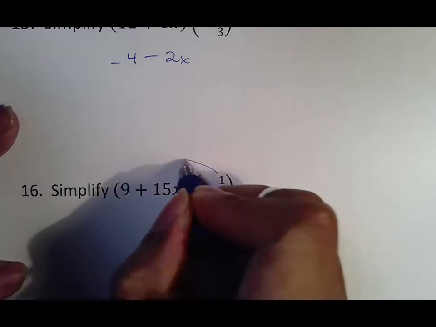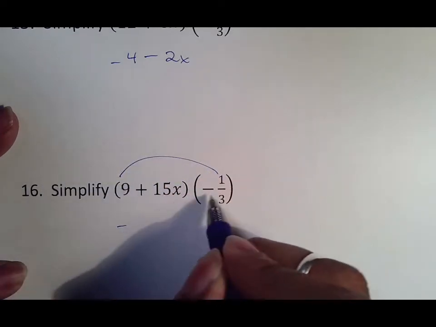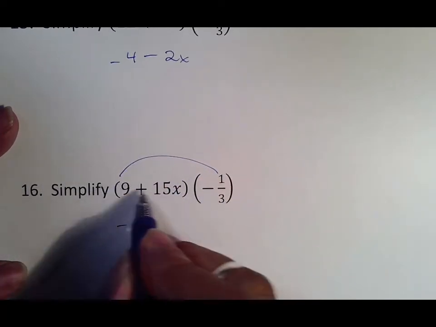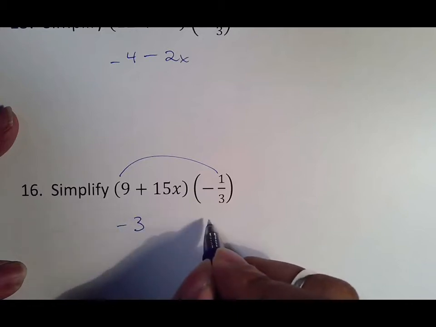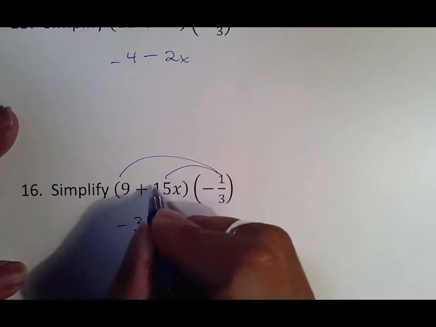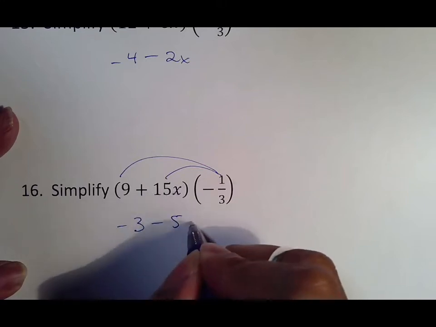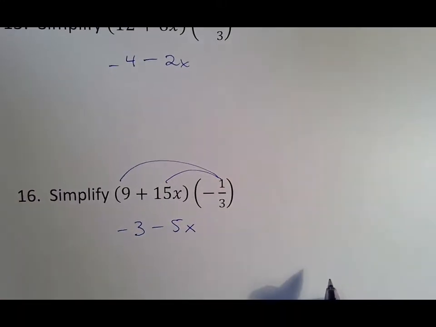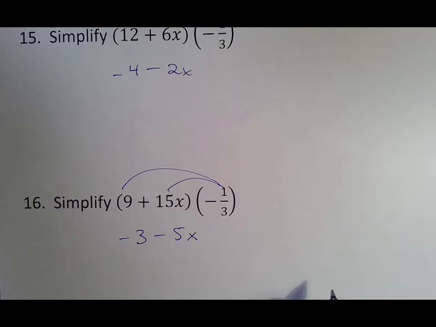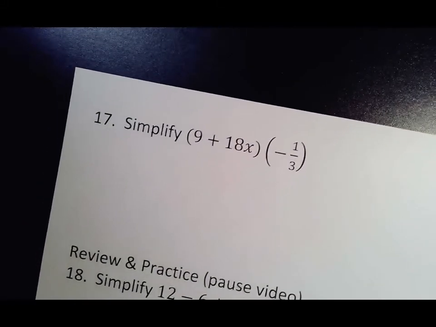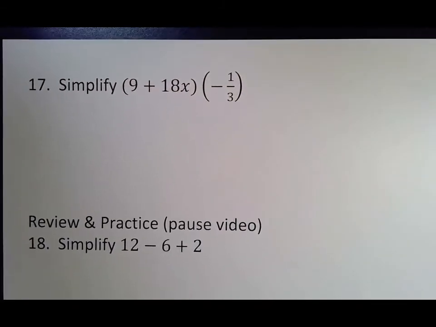Again, when you take this over here, it's going to be negative because it's going to switch the sign. 9 divided by 3 is 3. When you multiply this, that negative is going to switch the sign. 15 divided by 3 is 5. Bring down your x. That's all it's asking you to do. And I would say pause the video, but you got your review coming up anyway, so you don't need to.